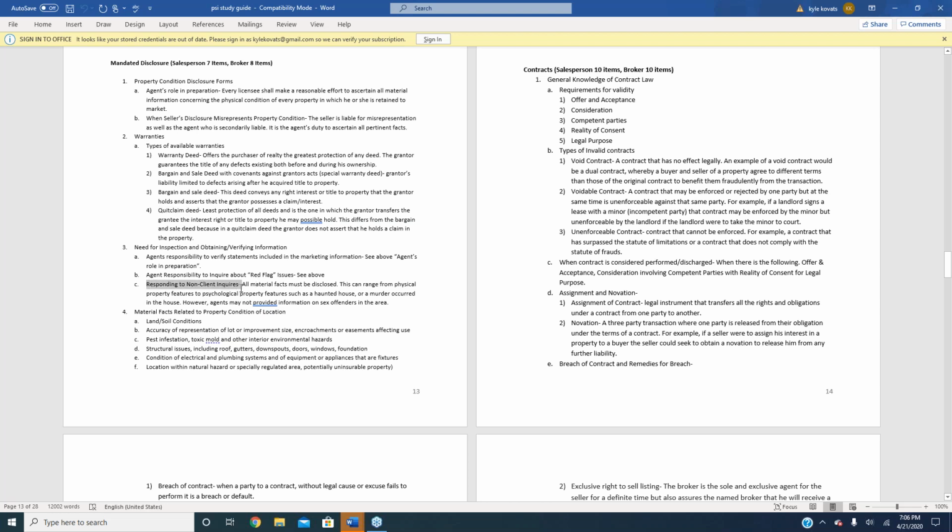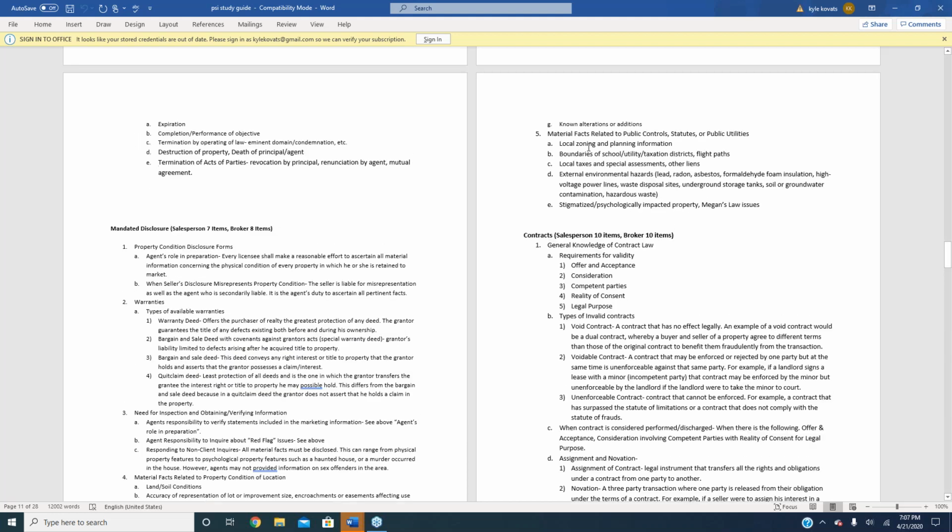Under 3C here, respond to non-client inquiries. So non-clients are what we call customers. If customers ask us anything about the home, our obligation to them is not to tell them the seller's bottom line number, not why the seller's selling, but more so the facts of the home. So our obligation to them is to disclose the facts of the home to them. This part here, I wouldn't worry about too much.